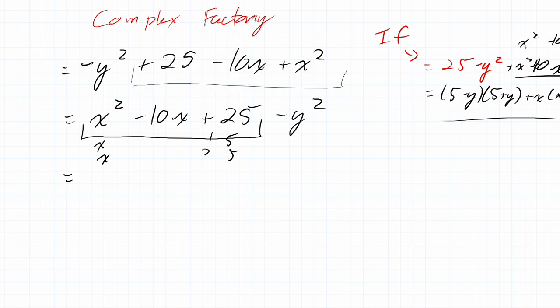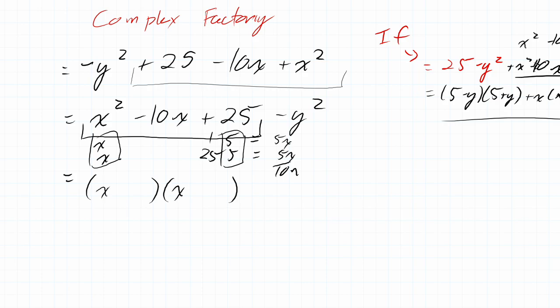5 and 5, 1 and 25. Two products got to make 10. Well, if I go 5x, 5x, I get 10x, which means I did this column. I know I did that really quickly, but those are our two factors here. So in terms of my trinomial, I get an x and an x, and then we did x times 5, x times 5. So the positive 5 goes in the end of each bracket. And then I still have to keep my negative y squared.